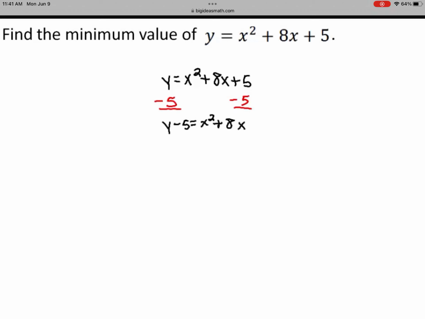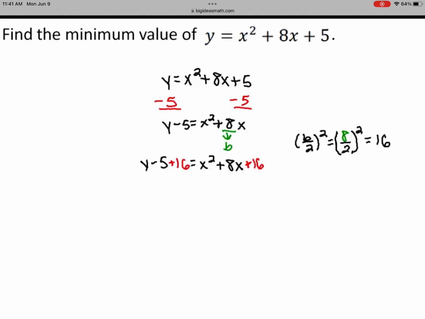X squared plus 8x is of the form x squared plus bx, where b equals 8. Because b is 8, the quantity b divided by 2 squared equals the quantity 8 divided by 2 squared, which simplifies to 16. So complete the square by adding 16 to each side.